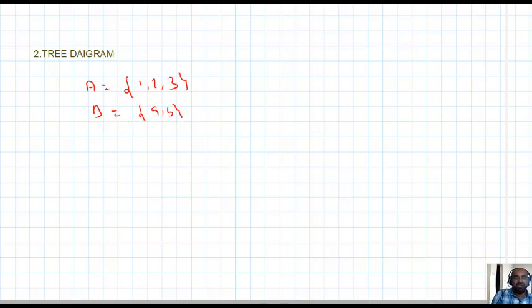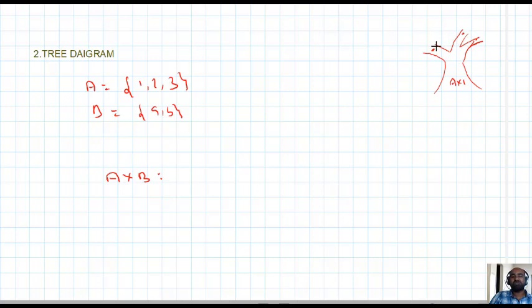So A cross B is the main branch for the tree. Then we have sub branches. How many sub branches are there? It depends upon how many elements are there in A. A has how many elements? 3 elements, so 3 sub branches first of all.